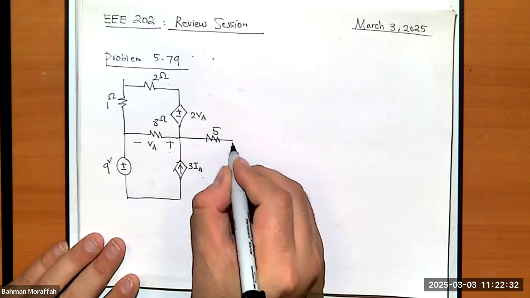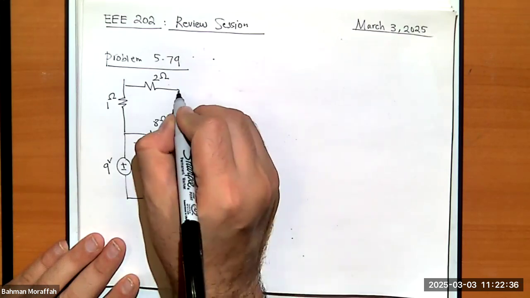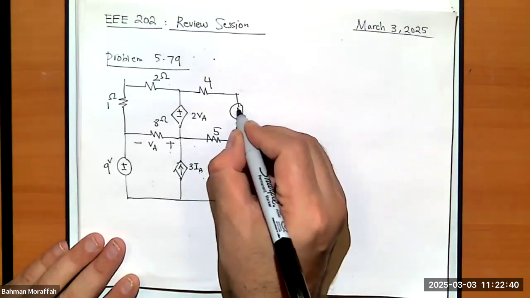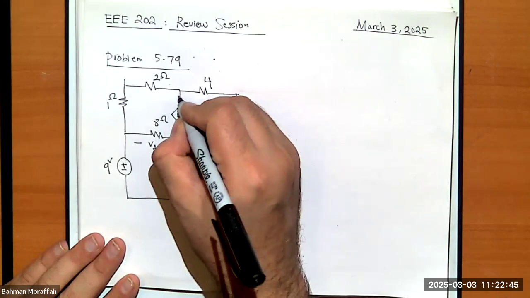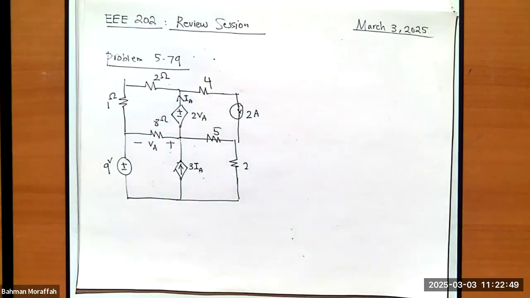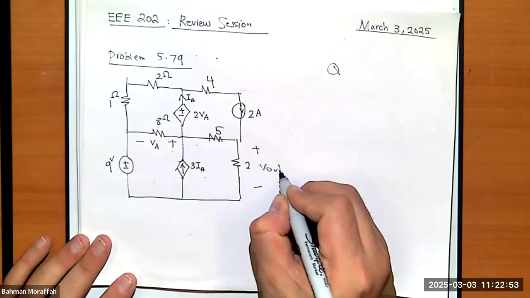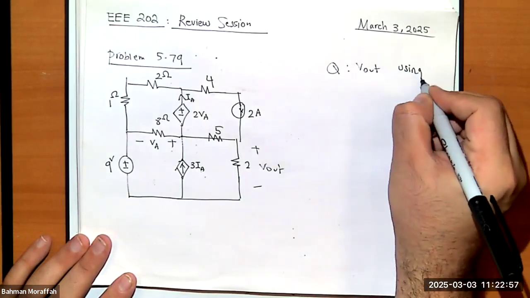This is a 5. This is a 2. This is a 4. And this is a 2 amps. And current here is IA. The question is, find V out using Thevenin.